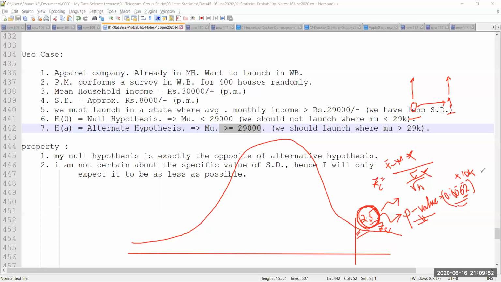So what this 0.0062 means is that 62 out of 10,000 are the odds that the sample mean of income 30,000 would have occurred entirely due to chance. That means the effect of any confounding variables is very, very less. Right? It is very less. There is a chance of 62 out of 10,000, which is really very less. Right? That is the reason why.